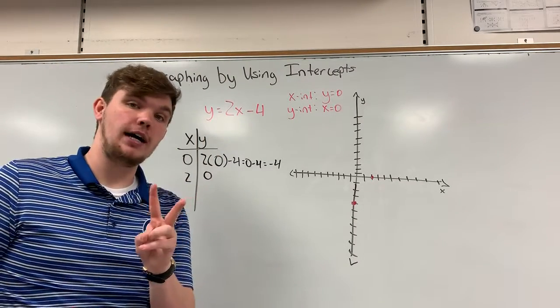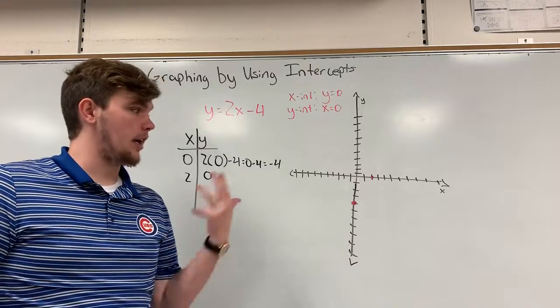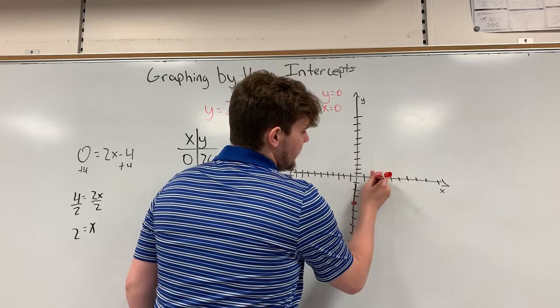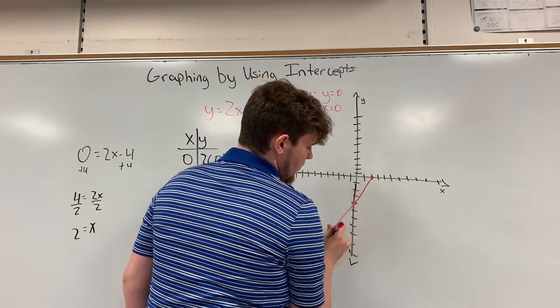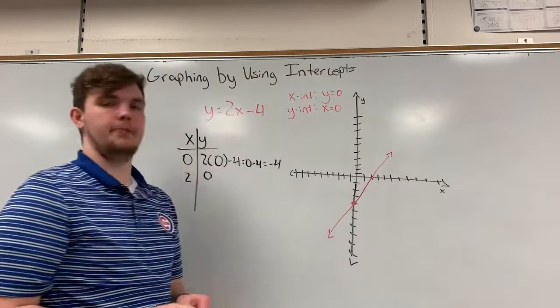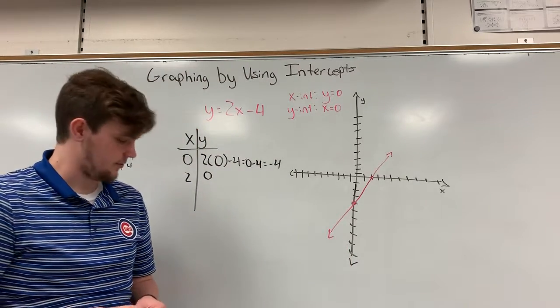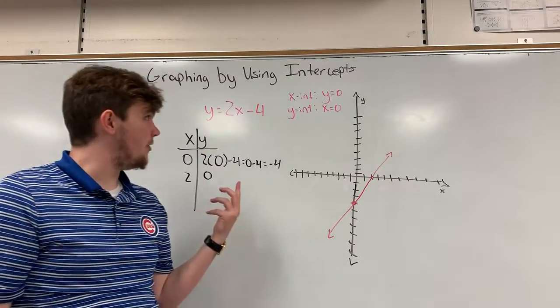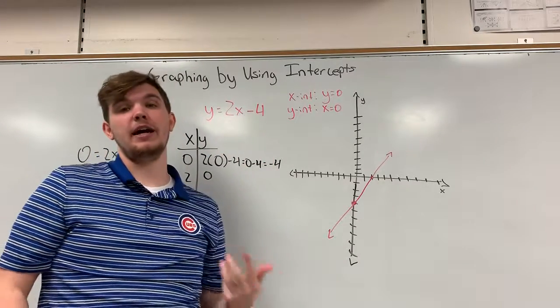Now I have 2 points, and I'm going to connect those points and extend the line through them to make my complete line. It doesn't have to look beautiful. It's close enough. And so that's another way to graph a linear equation, and that is by using its intercepts.